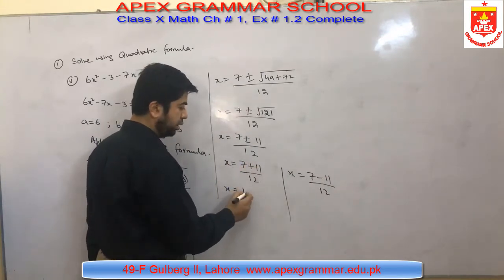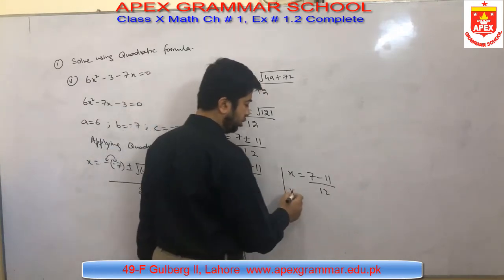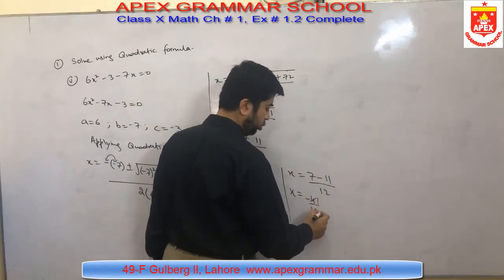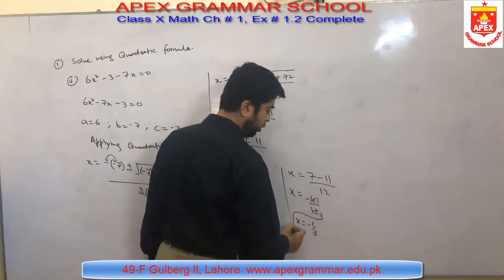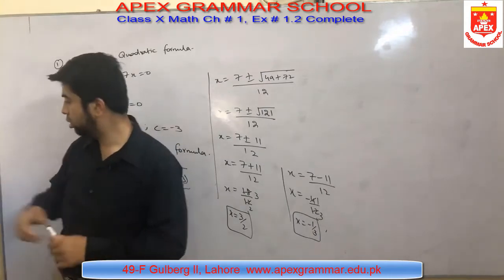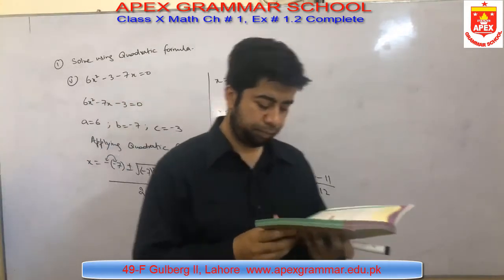7 plus 11, that is 18, divided by 12. 6 2s are 12, 6 3s are 18. So x is equal to 3 by 2. The first root is this. So x is equal to 7 minus 11, that is minus 4, divided by 12. So this is 4 1s are 4, 4 3s are 12, this is minus 1 over 3. And that's it. The simplest questions, you just have to know about the quadratic formula.